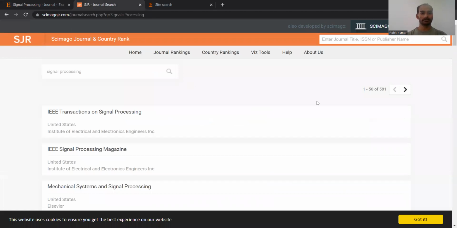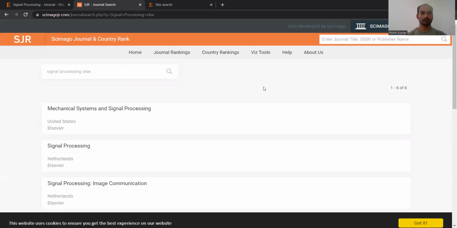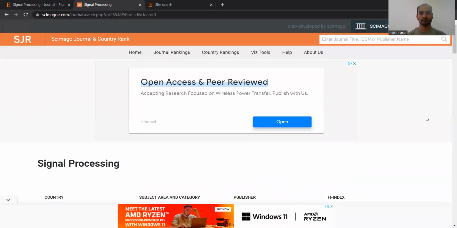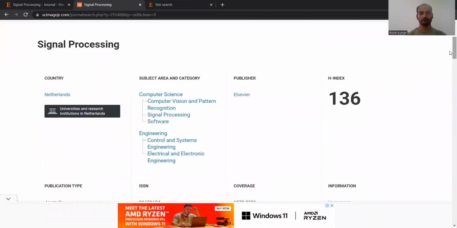So let's see what the role of signal processing is here. At SCImago, we are going to see the Q ranking. So let's explore. Here you can see the signal processing page. The H index is wonderful. You can see 136, which is quite a powerful H index. Then here you can see there are two different tracks, one is computer science, second is engineering. Here they have the subfields: computer vision and pattern recognition, signal processing, software in computer science, then control and systems engineering, and electrical and electronic engineering in the engineering domain.